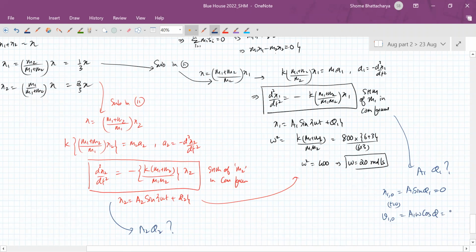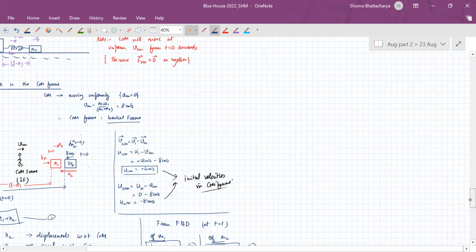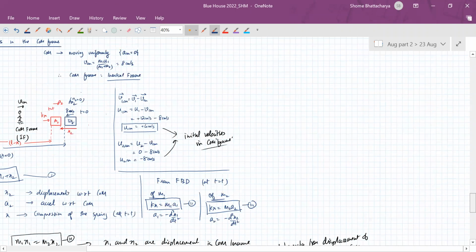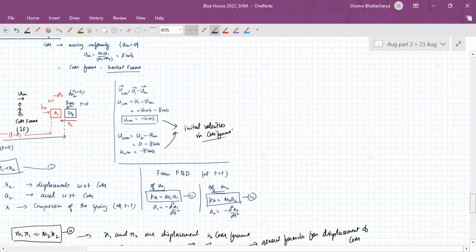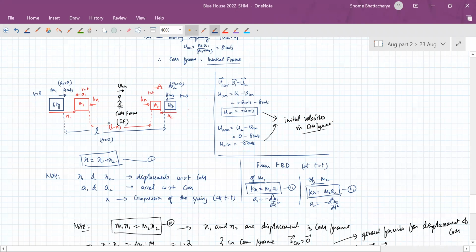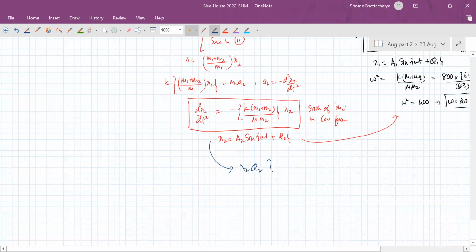That was equal to 4 centimeters per second. So I'll just refer you to the diagram to remind you of that. In the above diagram, you can see that at t equal to 0, they're both starting from 0 acceleration. So they're starting from the mean position, but with velocities of 4 centimeters per second, and this one is 8 centimeters per second. So keep that diagram in mind while writing these initial conditions.